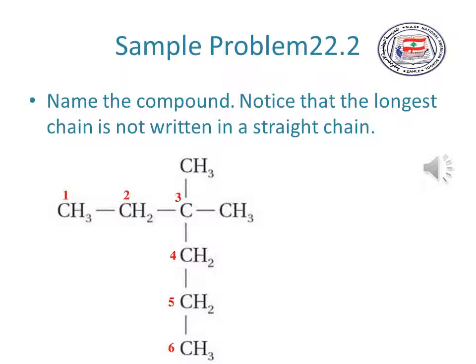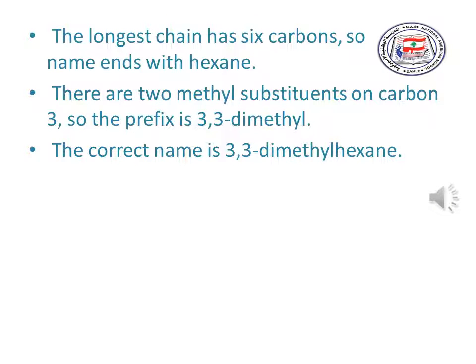Sample problem 22.2. Name the compound. Notice that the longest chain is not written in a straight line. First thing, identify the longest carbon chain in the molecule. The longest chain has 6 carbons, so the name ends with hexane. Then, identify the substituents and their positions on the parent hydrocarbon. There are 2 methyl substituents on carbon 3, so the prefix is 3,3-dimethyl, and the correct name is 3,3-dimethylhexane.